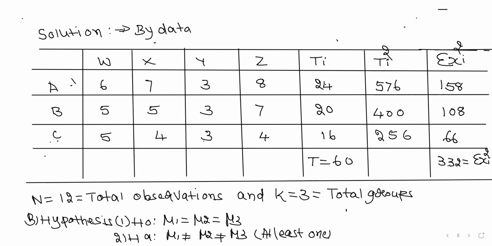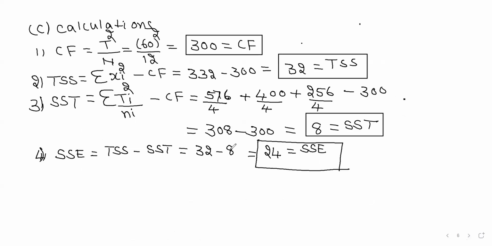Then alternate hypothesis, opposite of this. Mu1 is not equal to mu2, is not equal to mu3. At least one is true. Means all the 3 may not be equal. At least one is unequal. Okay. Now next. See here, calculation we have to do.